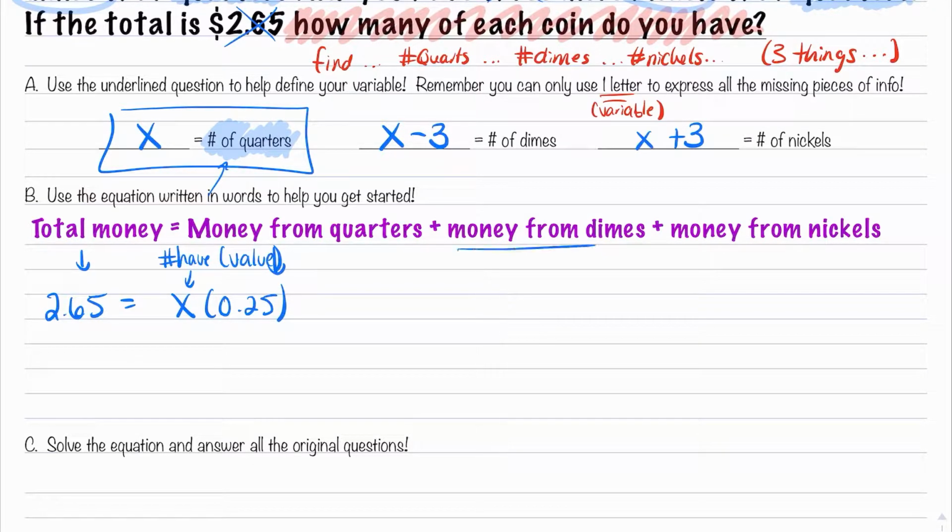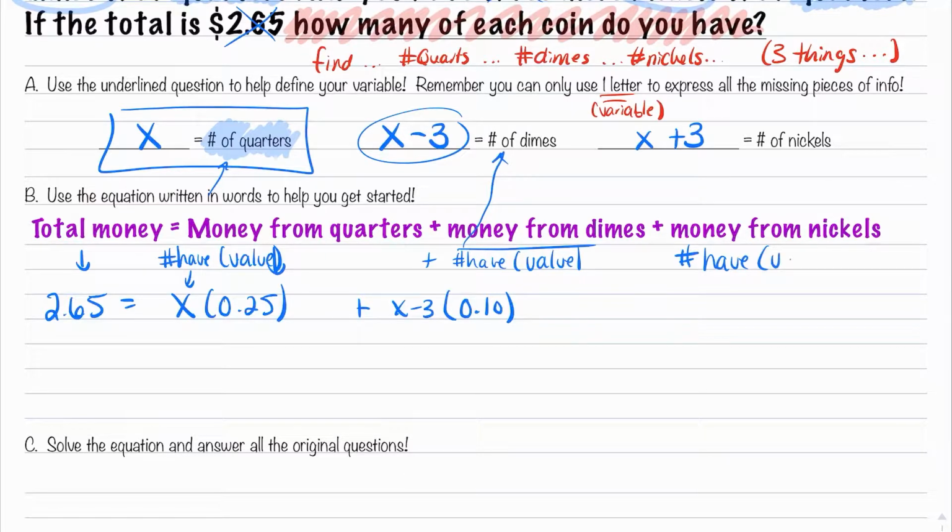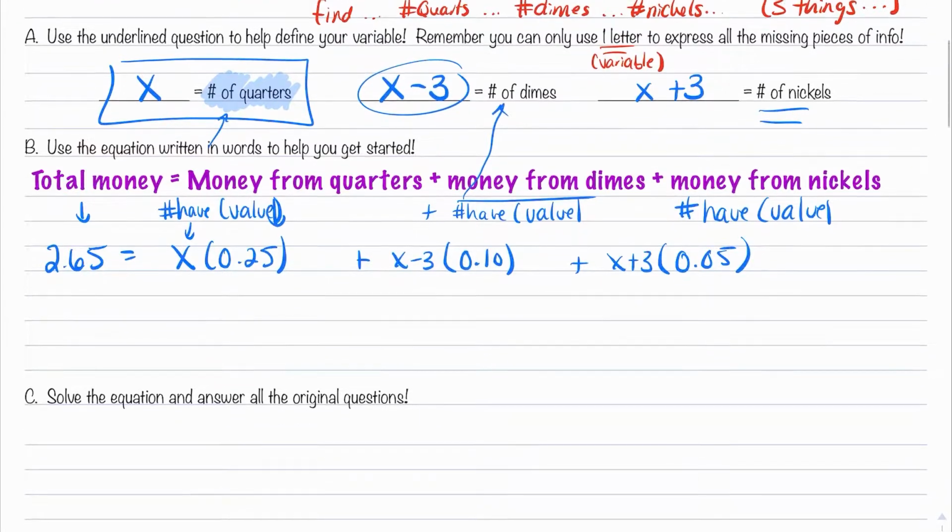Let's keep going. Well, how do I figure out the money from the dimes? Well, like we did before, it'd be the number we have times their value. So in our situation, how many do we have? Well, we called that x minus 3. And then we'd multiply that by their value. Well, we know a dime is 10 cents. And similar to the money from the nickels, how many do we have multiplied by their value? So the number of nickels, we called x plus 3. And what are they worth? Well, nickels are worth 5 cents. So then from here, it's a nice equation that we can solve.